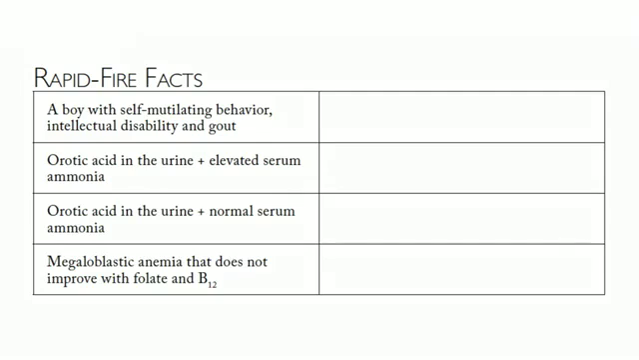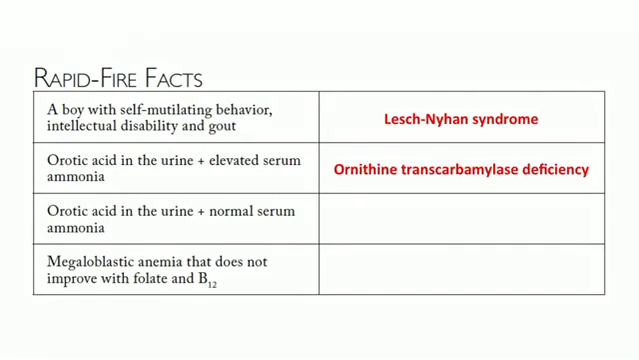All right, that's it for the end of session quiz, but let's go over these rapid fire facts. First one is a boy with self-mutilating behavior, intellectual disability, and gout. That's Lesch-Nyhan syndrome. Orotic acid in the urine plus elevated serum ammonia. That's ornithine transcarbamylase deficiency, one of the urea cycle disorders. Then orotic acid in the urine and normal serum ammonia is going to be orotic aciduria. And then megaloblastic anemia that does not improve with folate and B12, that's orotic aciduria again.